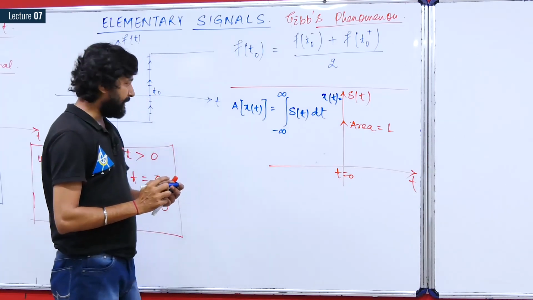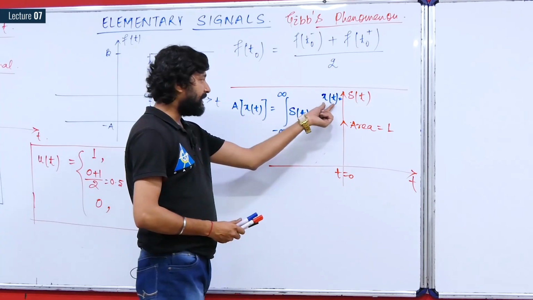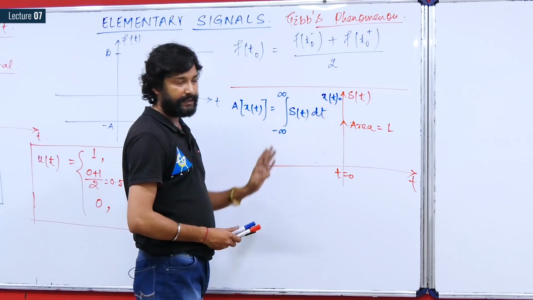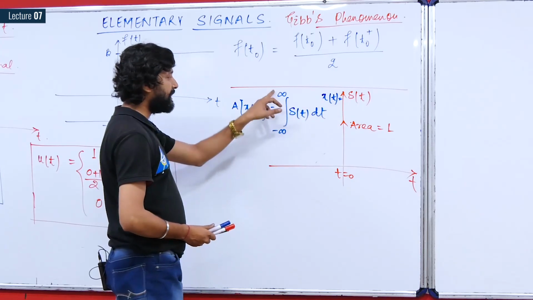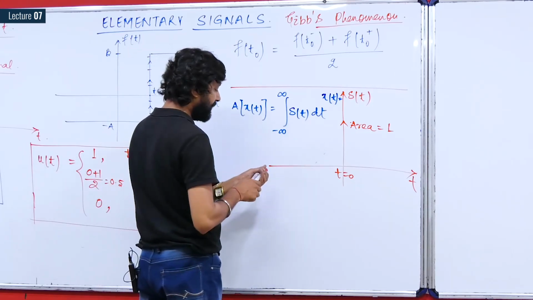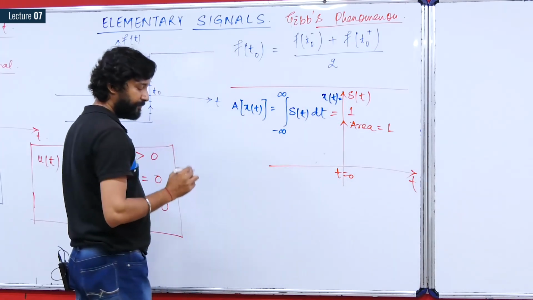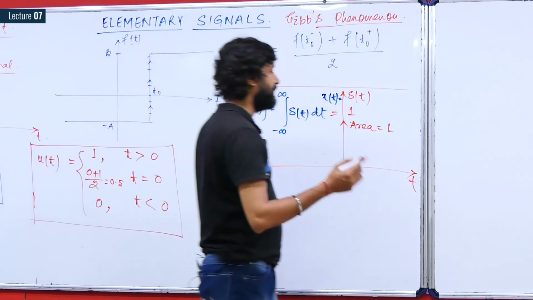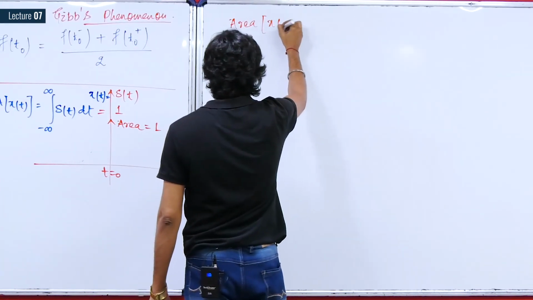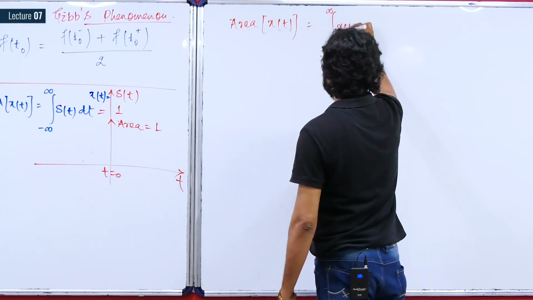By the area property, integrating any signal from minus infinity to infinity gives the value of the area of that signal. So if we take the integration from minus infinity to infinity of del of t dt, then it is equal to the area of del t, and therefore it must be equal to 1. We have seen from the definition that the area of x of t is the integration from minus infinity to infinity of x of t dt or x of tau d tau.